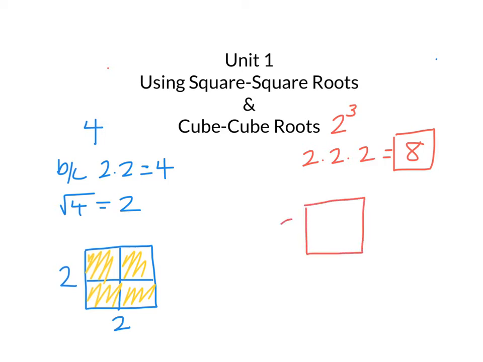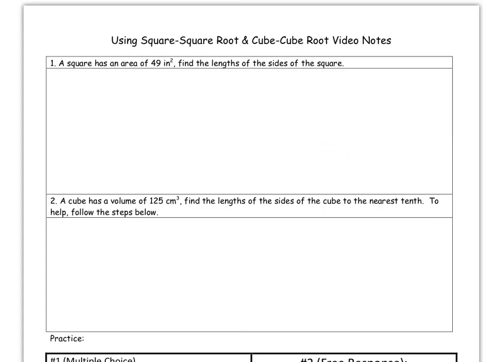So if we have a square that's 2 by 2, and make a cube with another square that's 2 by 2, then the shape we have is a cube. And then if we find the volume of this cube, 2 times 2 times 2 equals 8, and the volume of this cube is 8. So we're going to use these properties to answer some word problems.